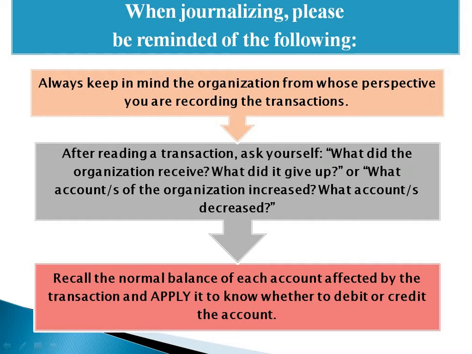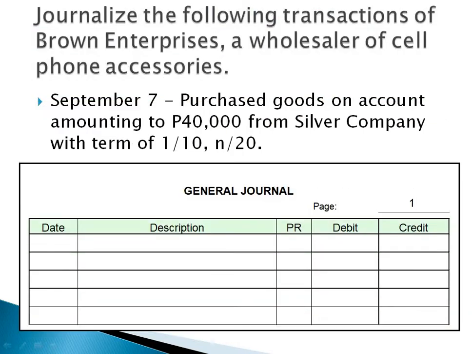That being said, let's have this problem. Journalize the following transactions of Brown Enterprises, a wholesaler of cell phone accessories. From this sentence, we know that we are on the point of view of Brown Enterprises.